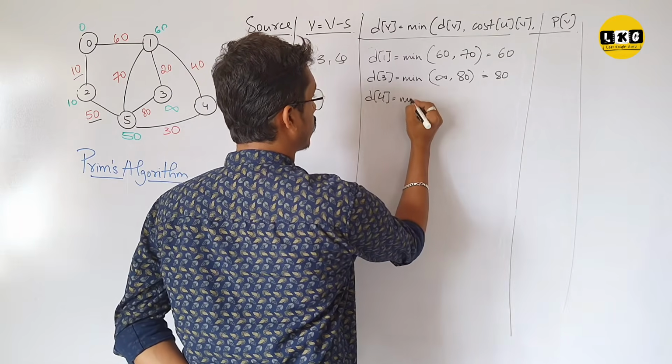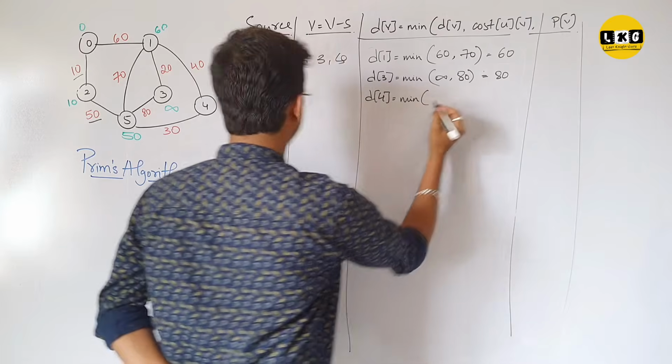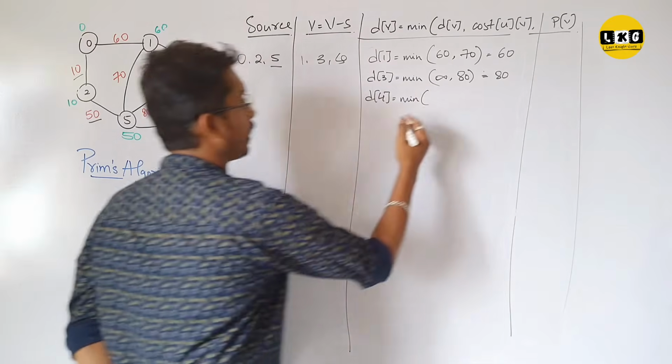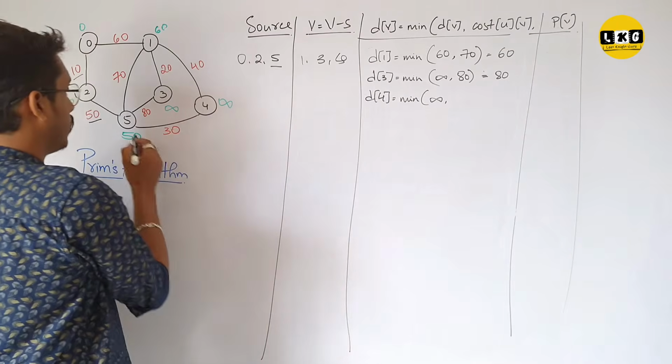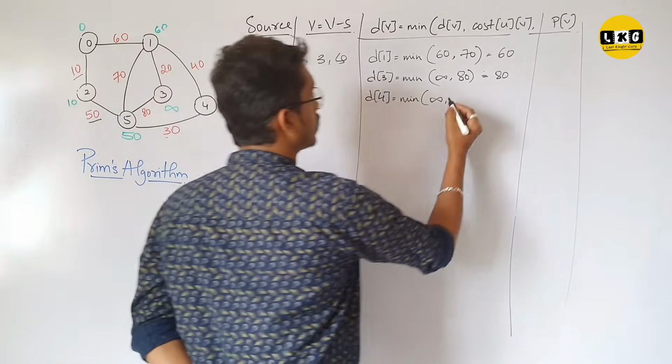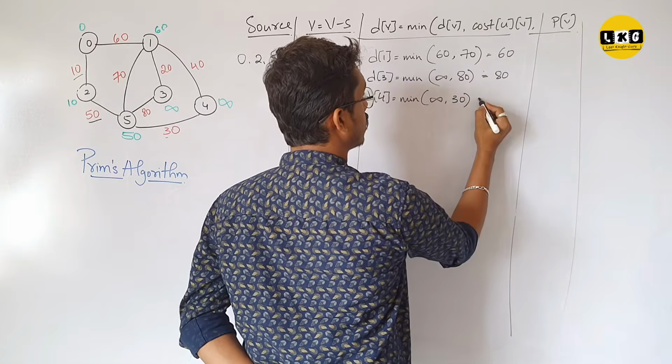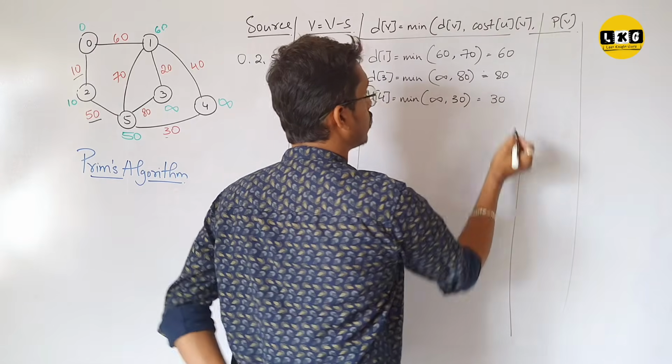Next coming to d of 4. We should find minimum of, what is the cost of d of 4? Infinity. What is the cost from 5 to 4? 5 to 4 the cost is, look here, 5 to 4 the cost is 30. So that's why this will be equal to 30.